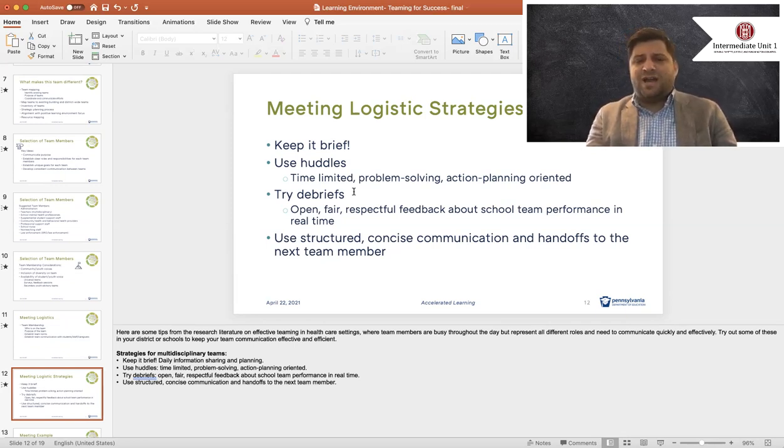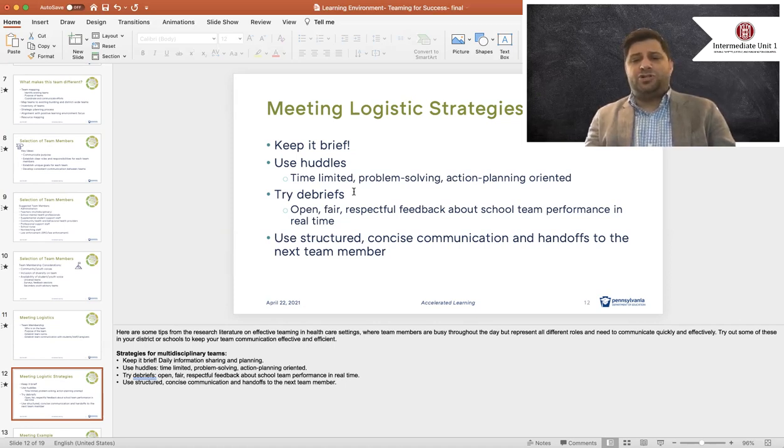Also try a debrief. Use debriefing in the team meetings. This is going to allow the school team to share maybe their views on how things are going within the team, and for people to provide feedback on what's successful and maybe what needs to be tightened up and improved. And that's going to happen in real time. And that's an effective way to, again, encourage voice and participation in this team process.